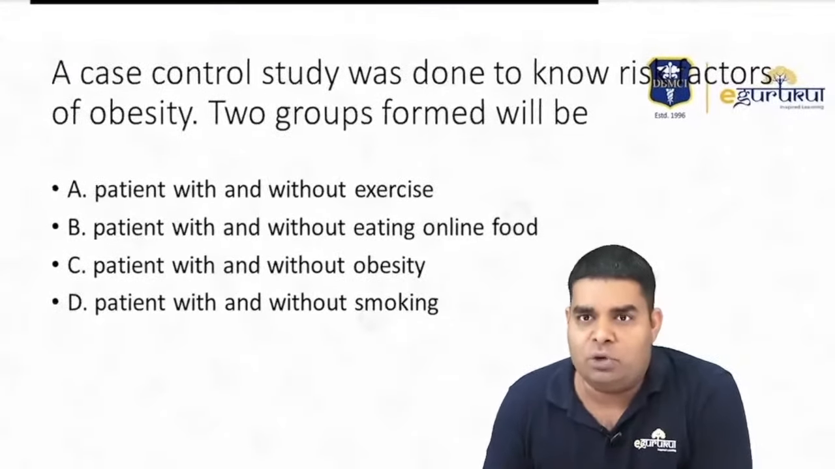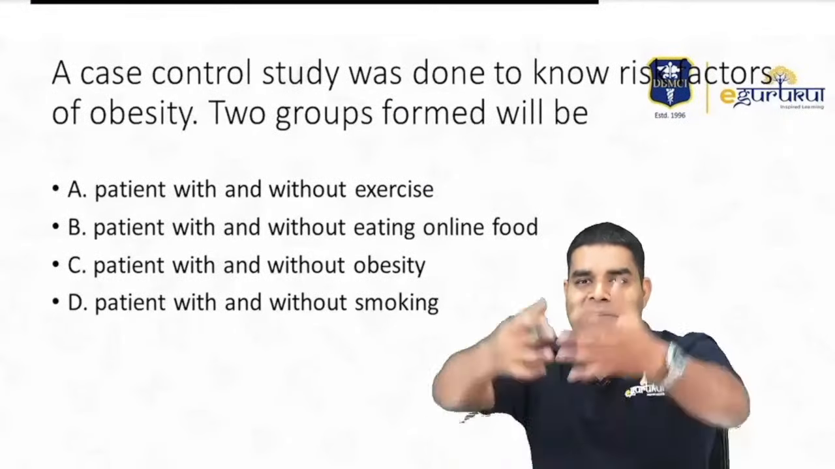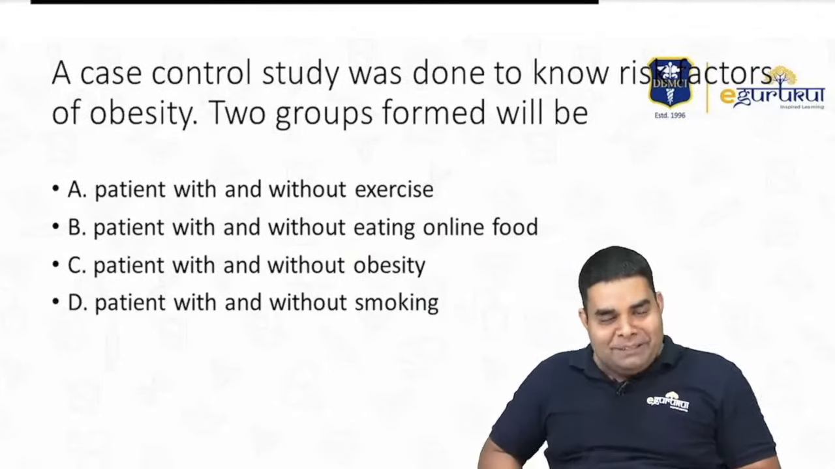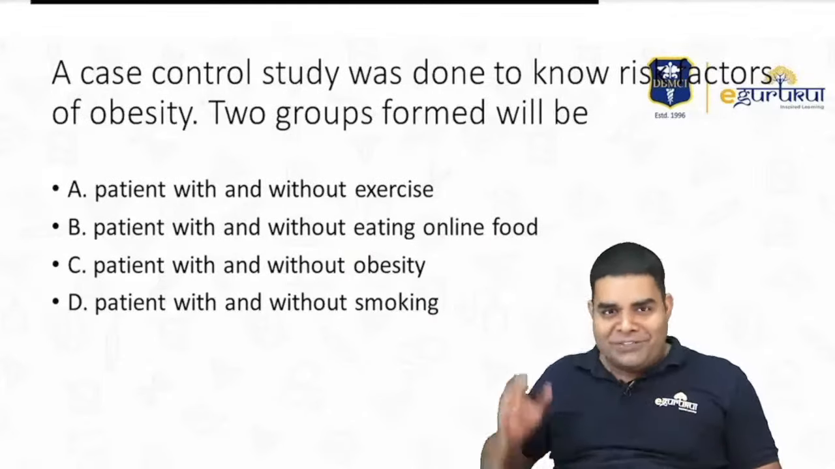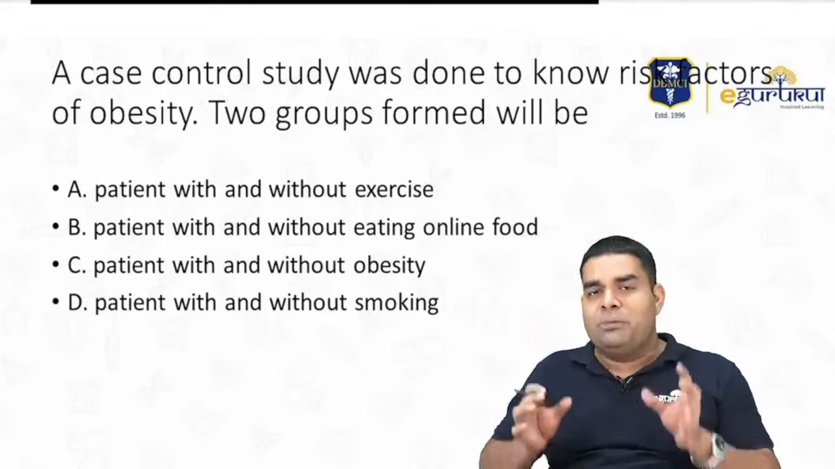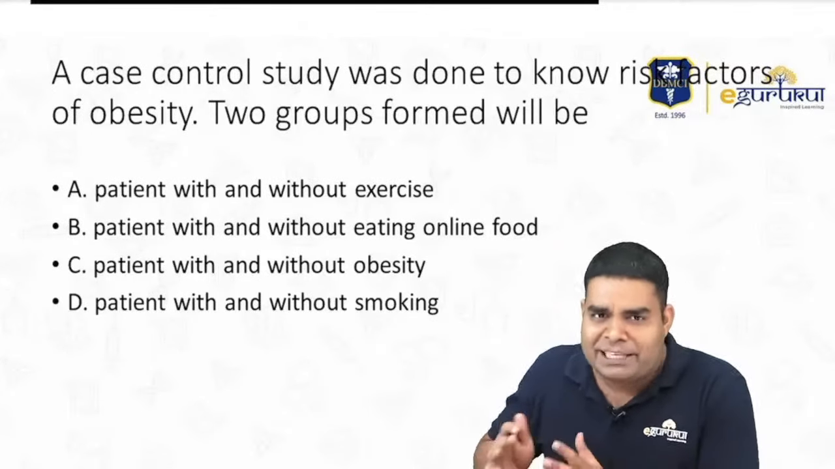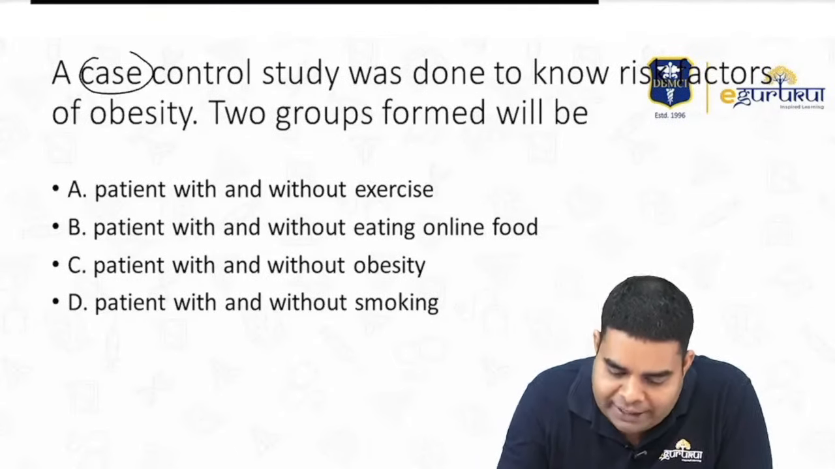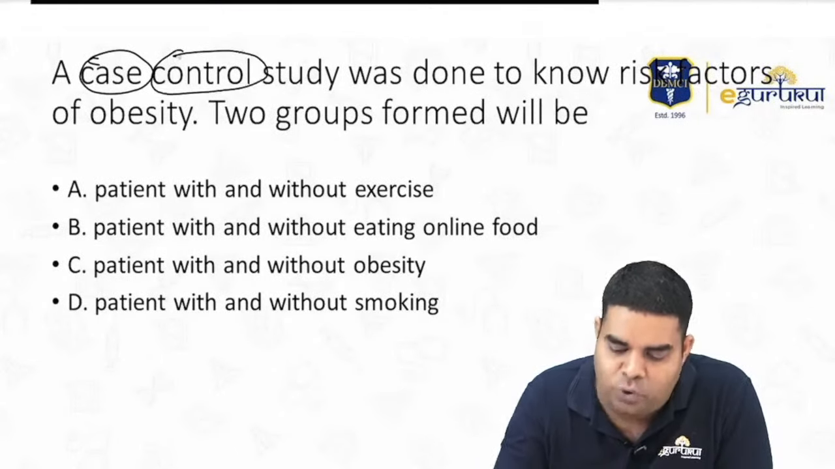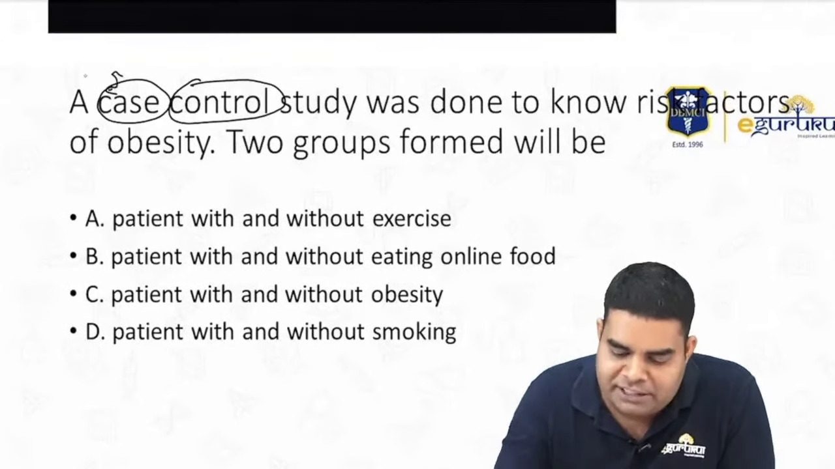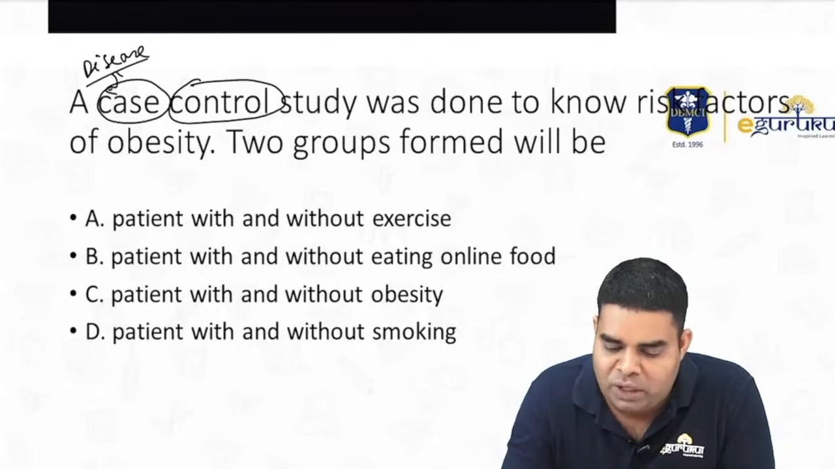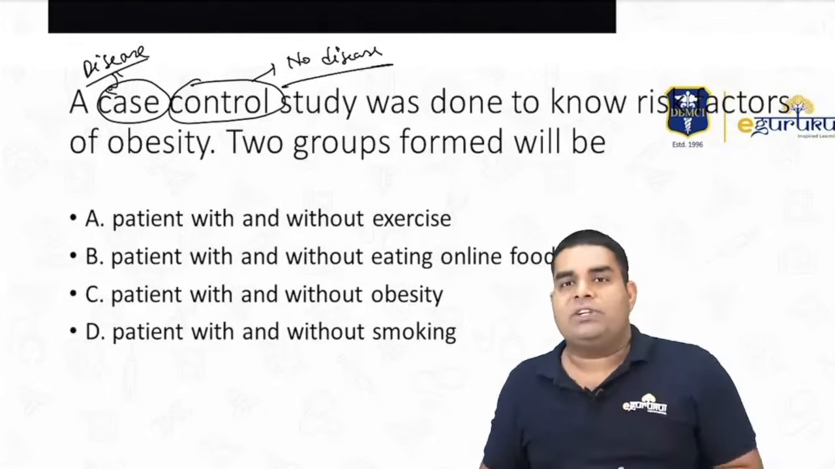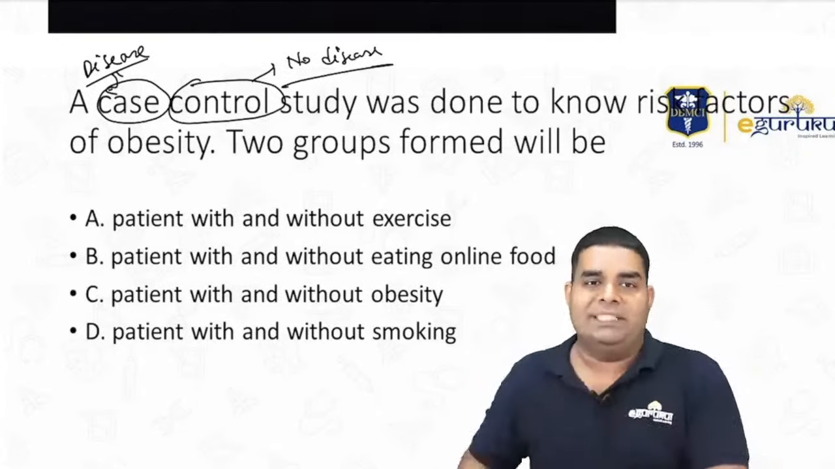Next question was based on a case control study. A study was done to know the risk factor of obesity. Why are we becoming fat? So this is a case control study. What should be the two groups? Very simple. Because it is a case control study, one group should be the case, one should be the control. What do you mean by case? Case means those who have the disease. Control means those who don't have the disease. So in a case control study, we always start with disease and no disease.